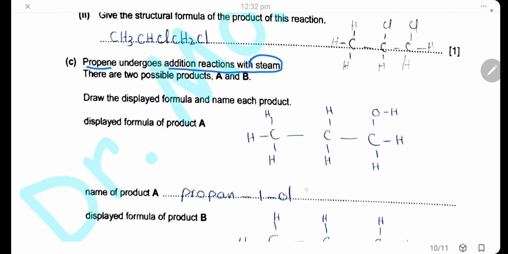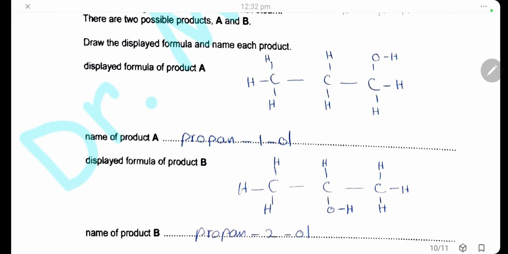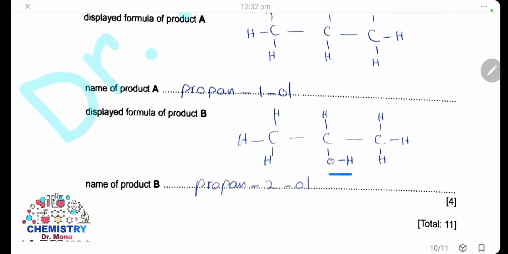First we put the OH group on carbon number 1. Here we have propan-1-ol, where the OH group is on carbon number 1. So the name of the product will be propan-1-ol, and the other isomer will have the OH group on carbon number 2. So the name of the product will be propan-2-ol. So these are the two isomers formed when propene reacts with steam.